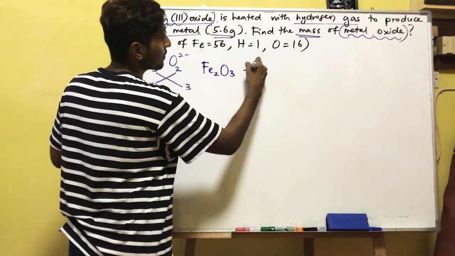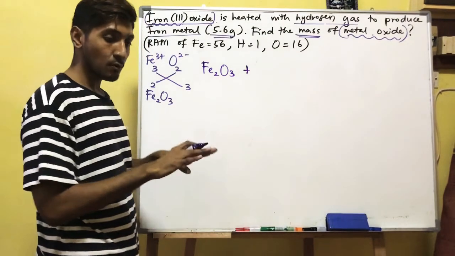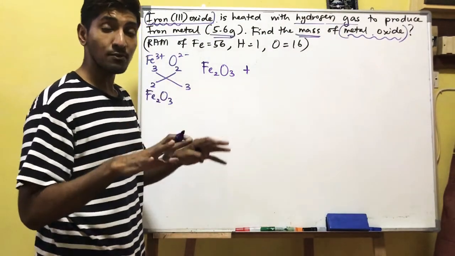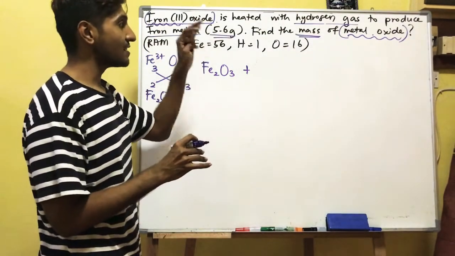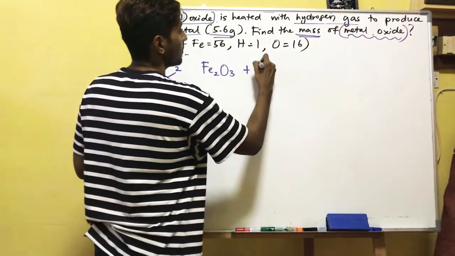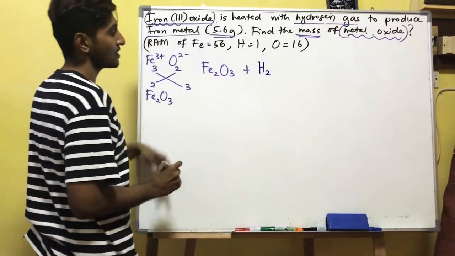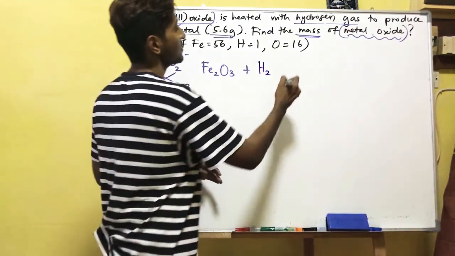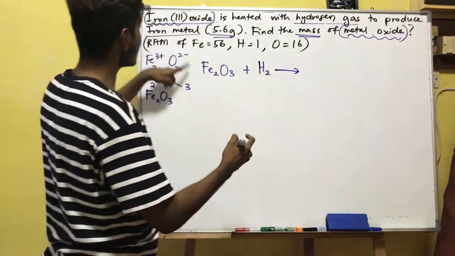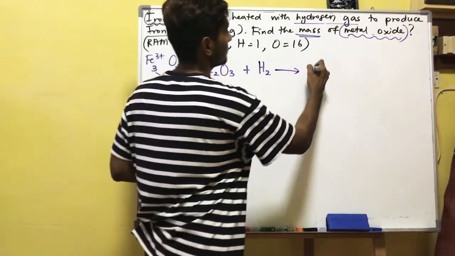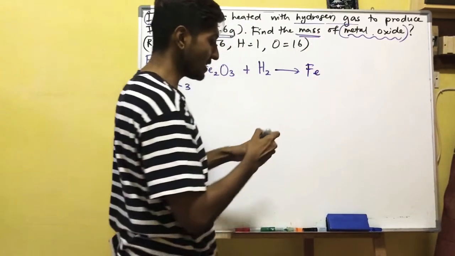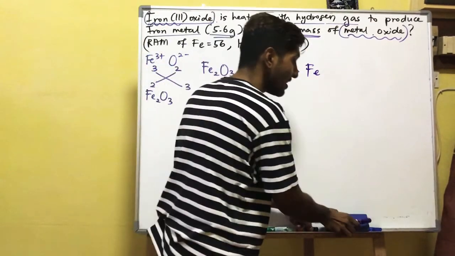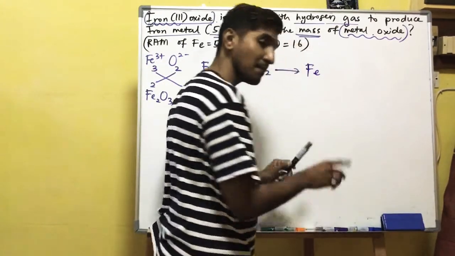So Fe2O3 reacts with hydrogen gas. Like I said, the only monoatomic is group 18, which is the inert gas. The rest is diatomic. So reacting with hydrogen gas, you know that the final result you will get is iron metal. Now, this is the question where you need to think a bit more and be a bit smart.